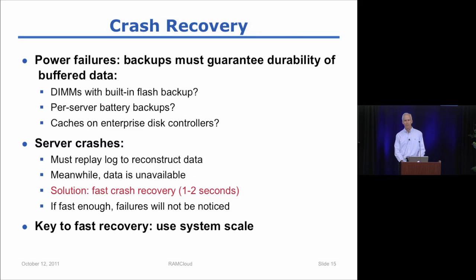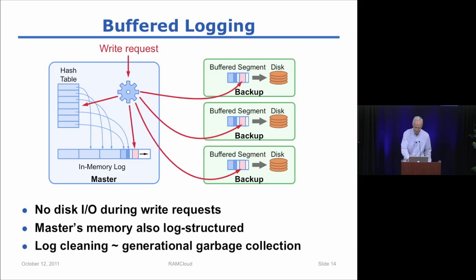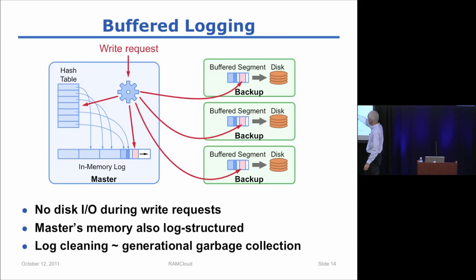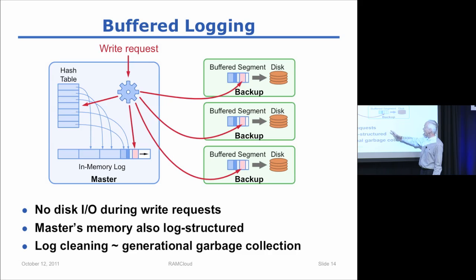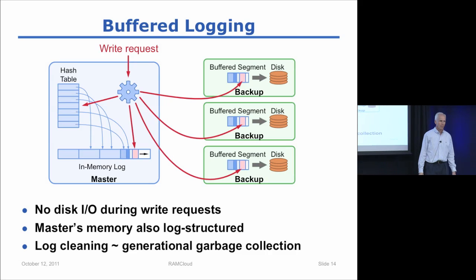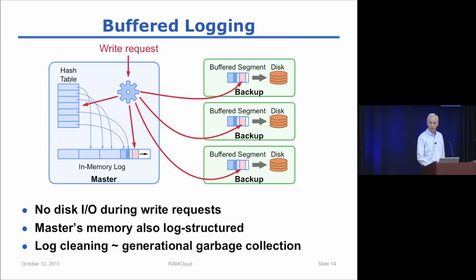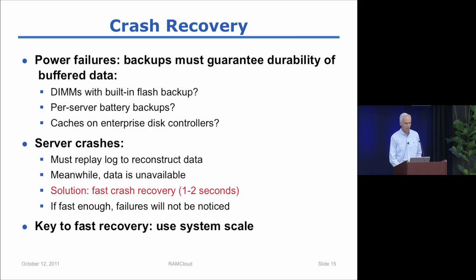However, this still leads to a crash recovery problem. There's really 2 crash recovery problems now. The first one is that if a backup loses its power, then it potentially loses the information that it had saved in memory. And we can't afford for that to happen. The backups need to guarantee that the information they've buffered in memory is just as durable as the stuff they've written on their disk. So that means the backups need to have some kind of continuous power solution so that when the power goes off, they at least have enough time to flush all their buffered data out to disk.